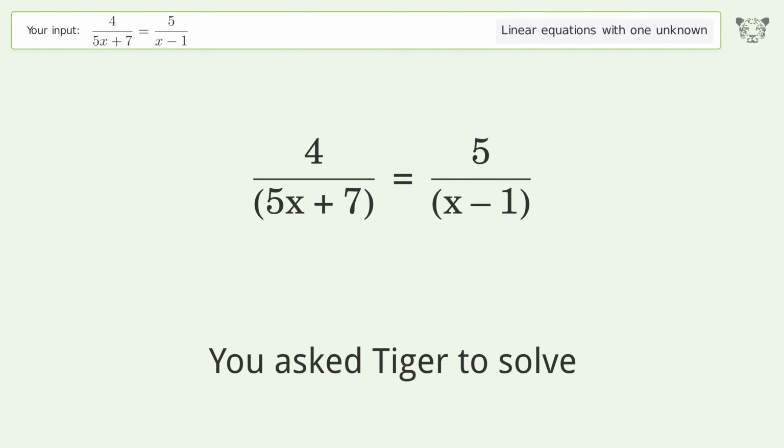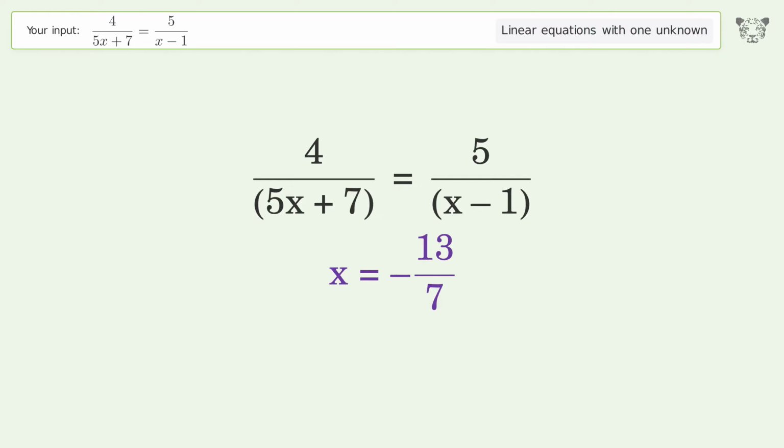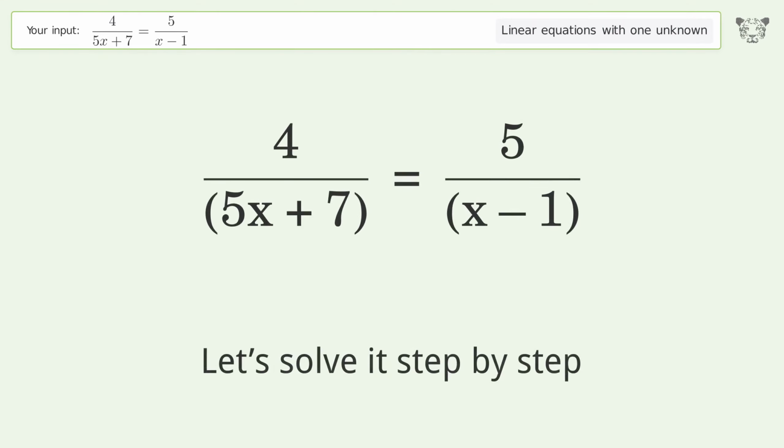You ask Tiger to solve. This deals with linear equations with one unknown. The final result is x equals -13/7. Let's solve it step by step.